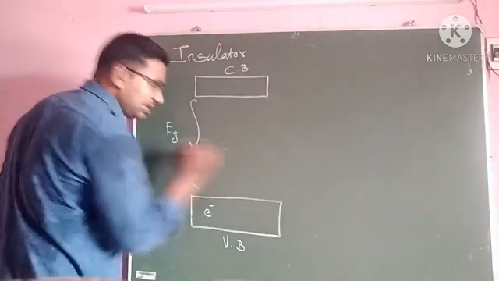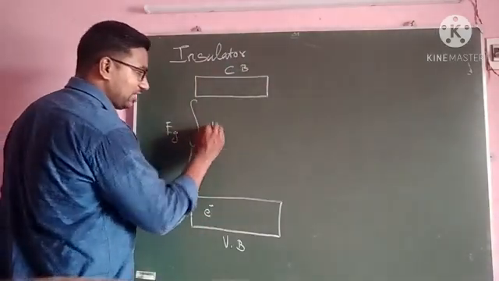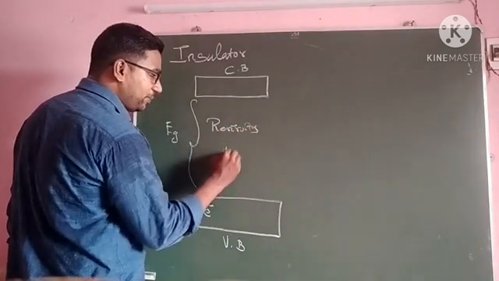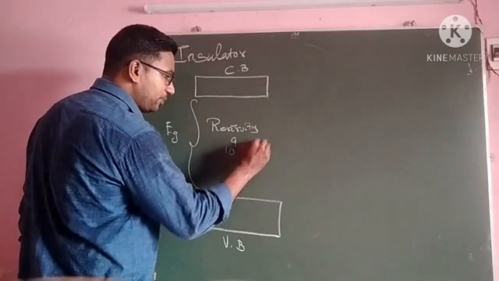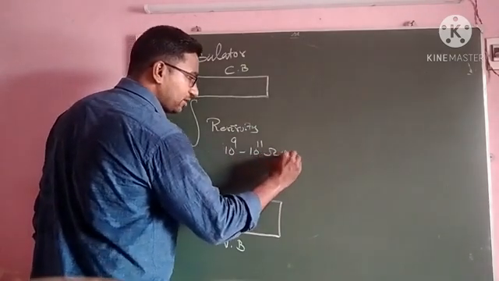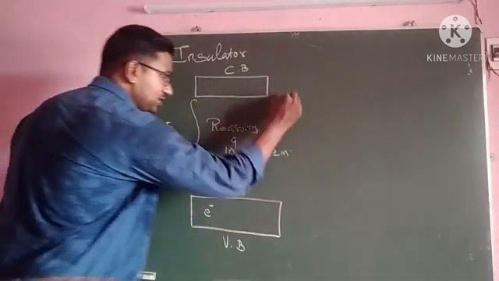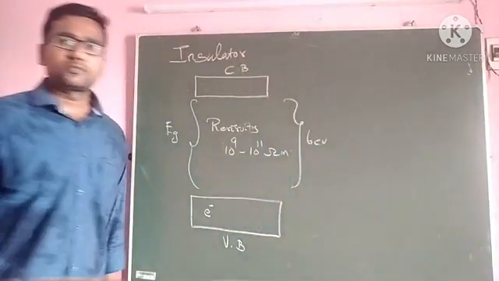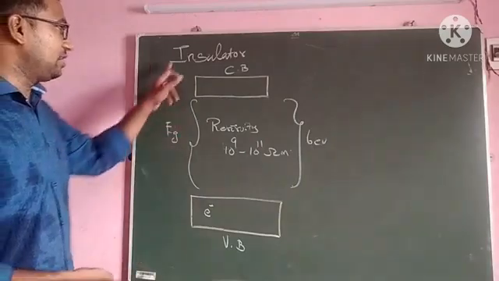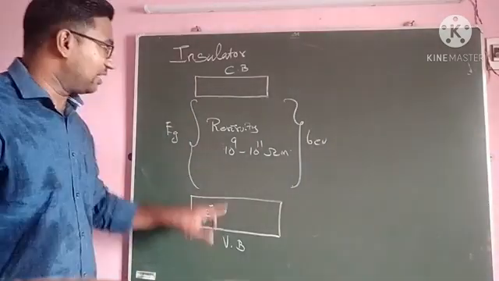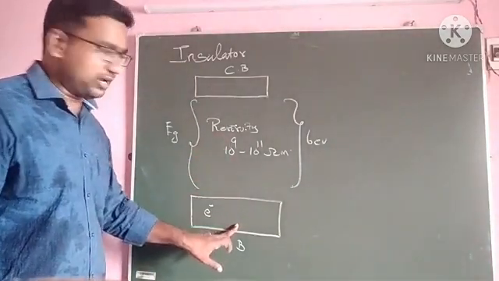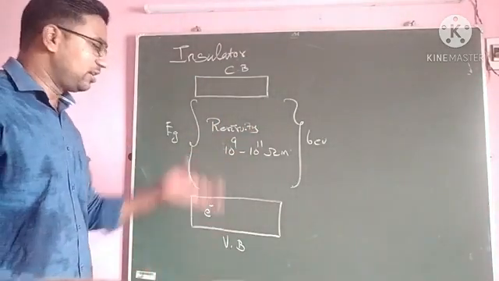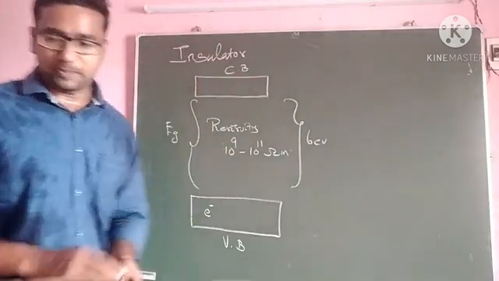So this insulator has a resistivity in the range of 10 power of plus 9 to 10 power of plus 11 ohm meter. And the energy value of the forbidden gap is 6 electron volt. Okay, students? So in the insulator, there is a gap between the conduction band and the valency band. The forbidden gap energy value is maximum, so the electrons cannot move from the valency to the conduction band.